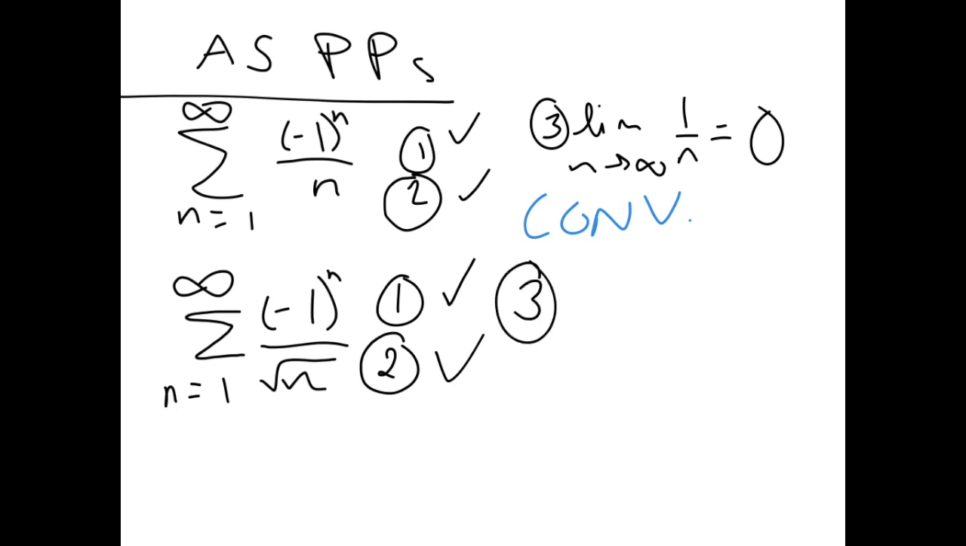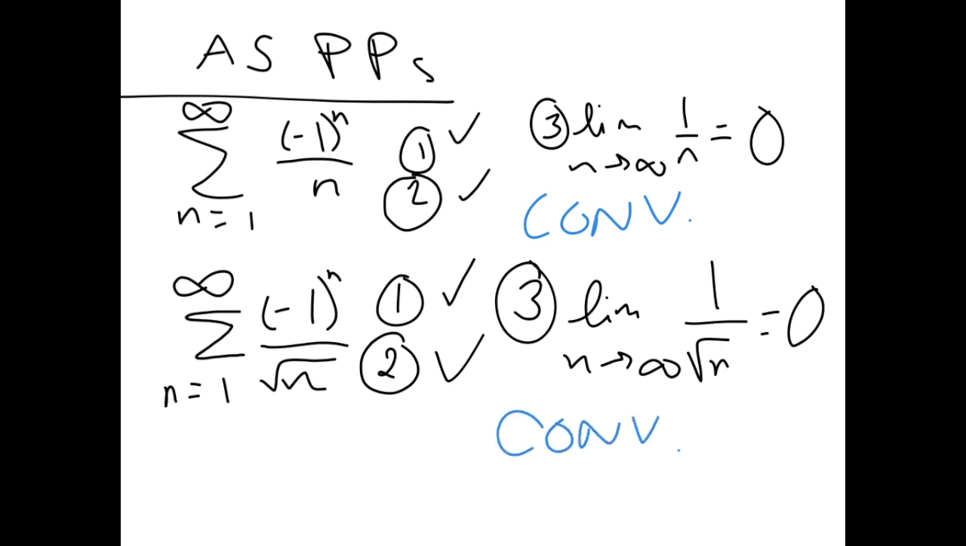So let's take a look here. Take that limit as n goes to infinity of 1 over root n. Now, does this converge or diverge? Or what does this limit equal? We have 1 over infinity square rooted. That's going to equal 0. So yes, this also converges. Sweet. Let's look at another test.